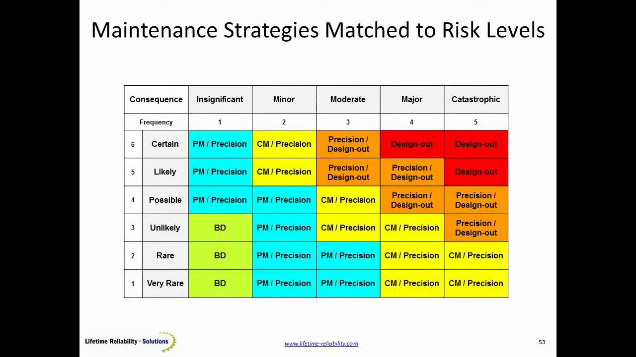Another way of having that matrix, or that previous slide, is to show it as a table like this. Likelihood of failure and different strategies depending upon the risk involved. There are many ways to cut this, and a lot of documentation out there to justify using different techniques. Breakdown maintenance may be okay.